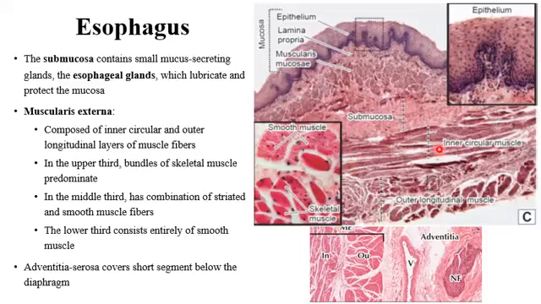Outside of the muscularis externa, we have the adventitia, which is formed of connective tissue that contains blood vessels and nerve fibers. The adventitia supports, protects, and anchors the esophagus to other structures in the mediastinum.